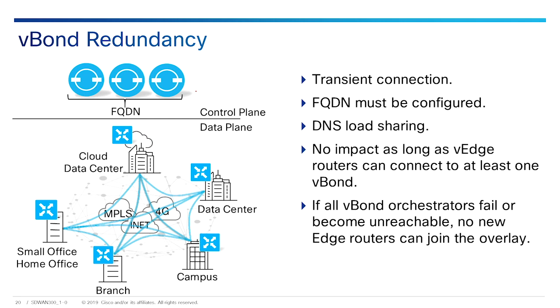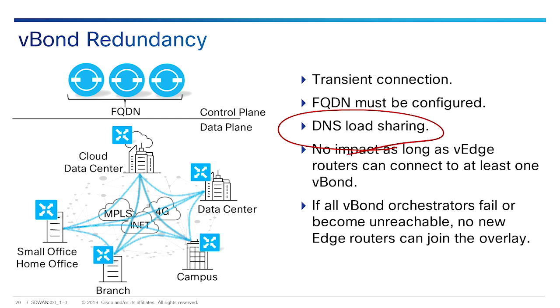Every time a vEdge boots, remember, it connects to the vBond. This is why an IP address or hostname of vBond must be configured on each vEdge or provided through plug-and-play or zero-touch provisioning. vBond provides the vEdge with all further information that it must have to operate, such as which other controllers to connect to. If more than one vBond is required, the vEdge routers must be configured with a fully qualified domain name, not an IP address, and DNS load balancing must be configured to distribute the overall load to all available vBond controllers. Okay? Remember, this DNS load sharing is going to be external to the environment.